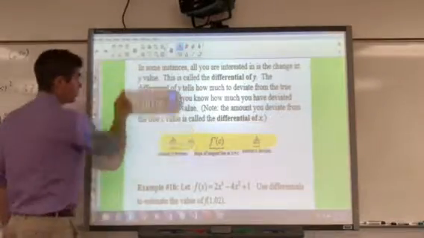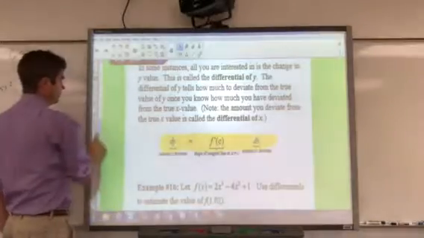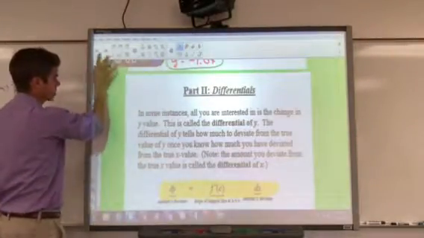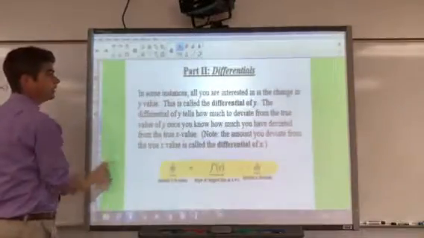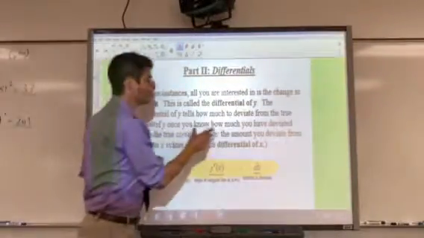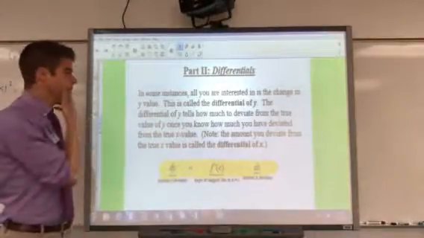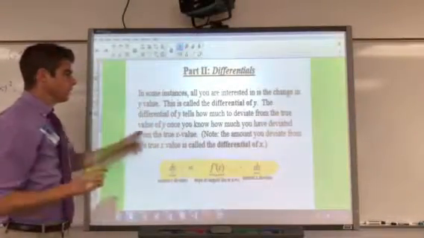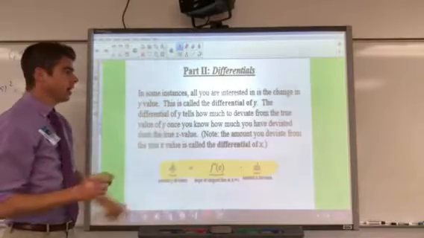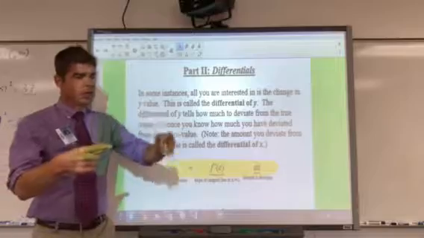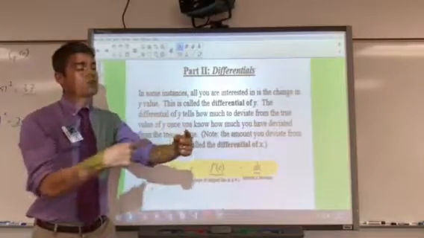Anyway, so sometimes all you want to know is just the change, right? And so that's where this idea of a differential comes into play. Because with a differential, you're just interested in how much y changed by, how much y varied by. Like you read through this, it tells you how much you deviated from the true value. So it's not necessarily interested in what the true value is, but how far you are from it.